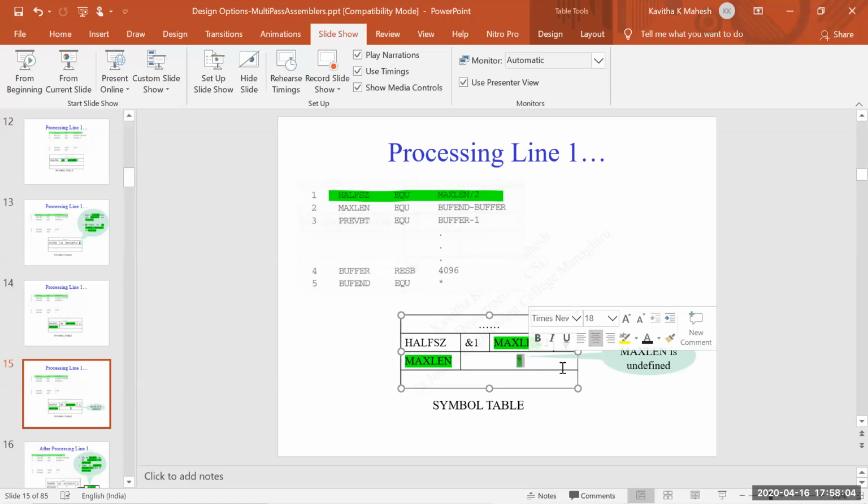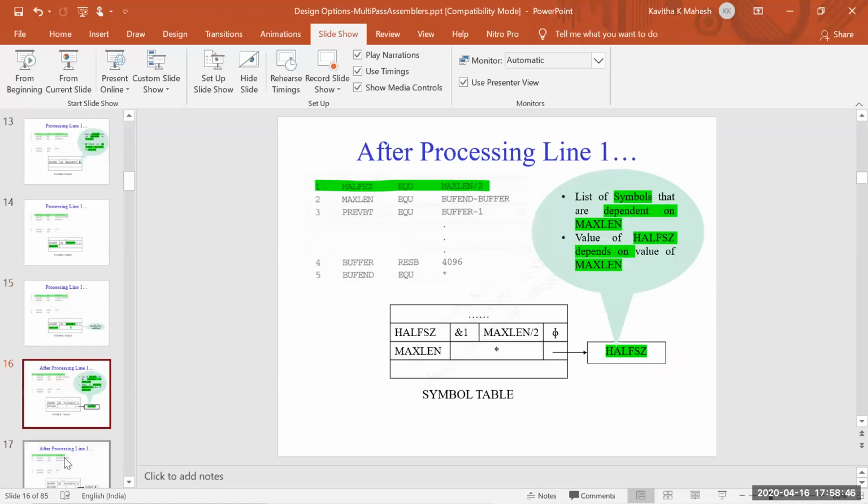The star indicates that the value for maxlen is unknown. What about the fourth column? The fourth column should hold the list of all symbols that are dependent on maxlen. Now, after looking into the first instruction, can you determine which symbols are dependent on maxlen? Please note, we have the symbol offset being defined with the expression maxlen by 2. It means that the value of offset is dependent on the symbol maxlen. So one symbol is now dependent on maxlen, which is offset, and you need to add this to the list of symbols that are dependent on maxlen.